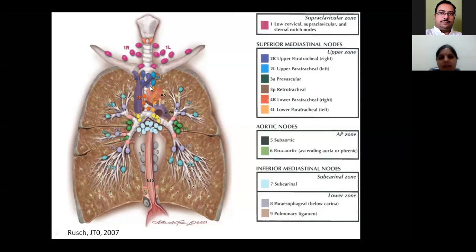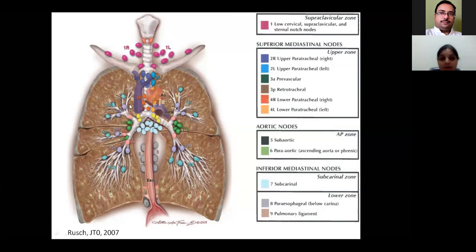The upper paratracheal group of lymph nodes, which are around the trachea, are called level 2. The lower paratracheal group of lymph nodes are level 4. The group of lymph nodes which are surrounding the vessels are the prevascular and the retrotracheal group. Level 7 is the subcarinal group of lymph nodes. And finally, you have the paraesophageal group of lymph nodes along the esophagus and the pulmonary ligament group of lymph nodes. These are the various mediastinal groups.